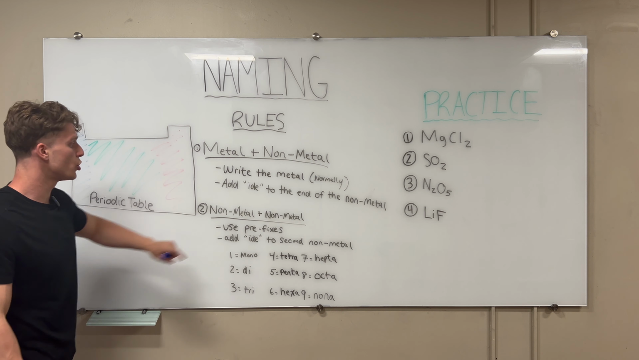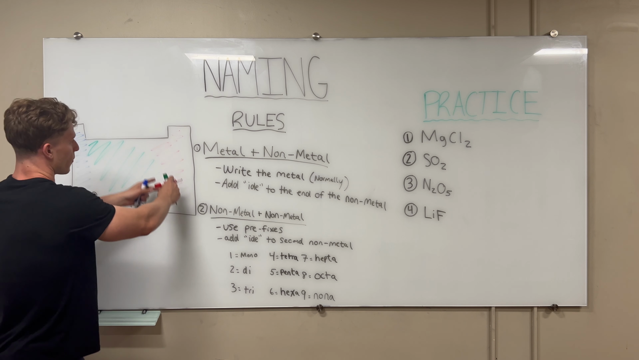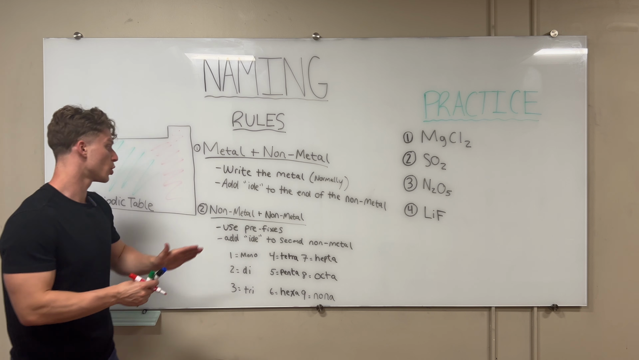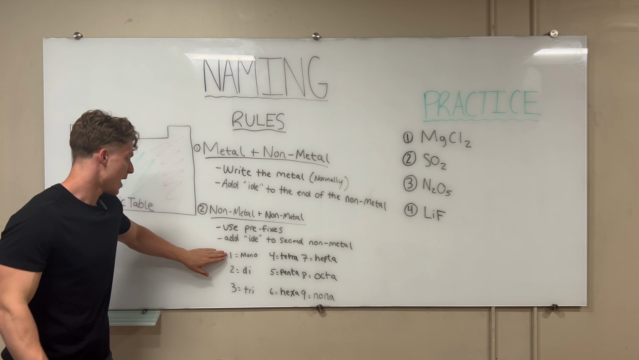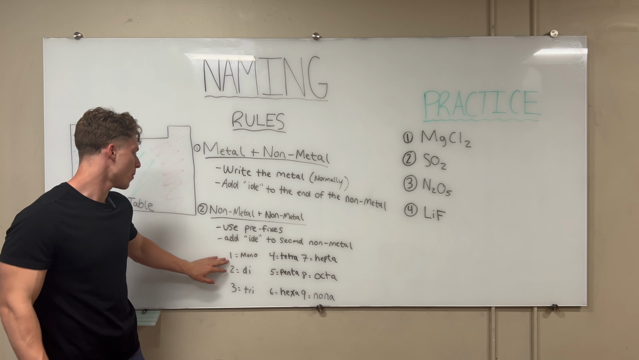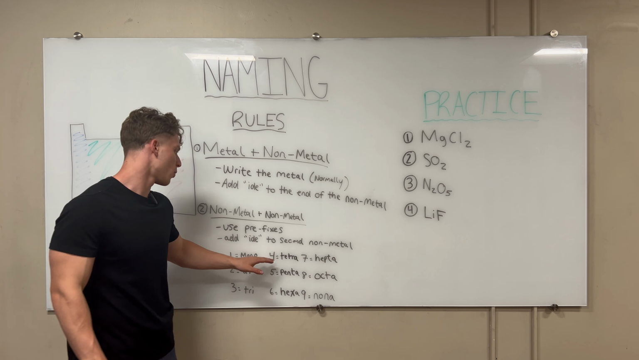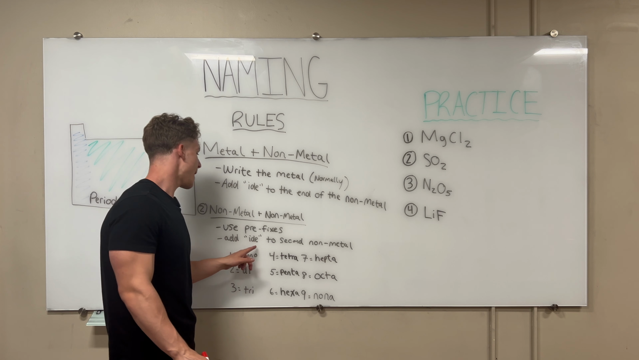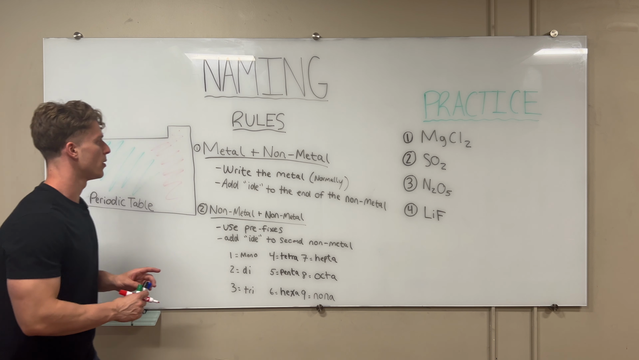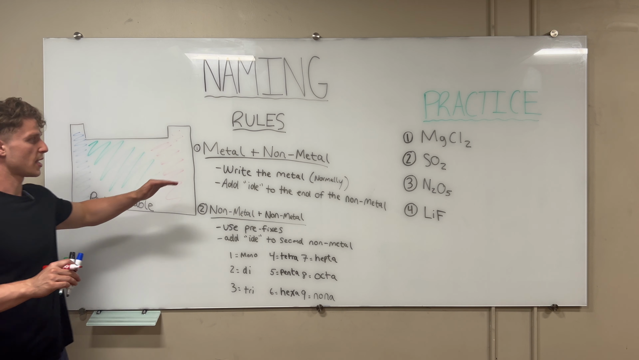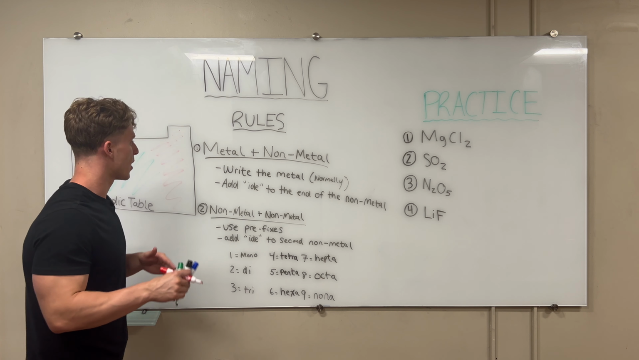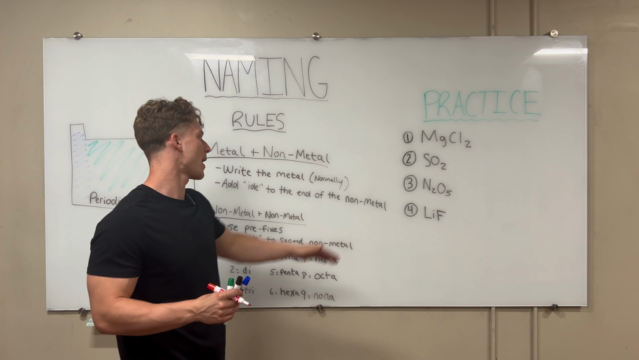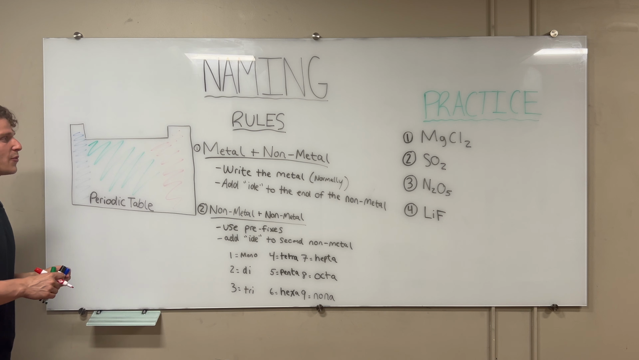What happens if we have two non-metals, something over here on the right side of the periodic table, coming together? In that case, we have to use the Greek prefixes. I listed them out right here: 1 mono, 2 di, 3 tri, 4 tetra, and so on and so forth. We're also going to add "ide" to the second non-metal. So basically, there are these two sets of rules. Once we pick the situation we're dealing with, we can follow these rules and get the right answer. Let's jump into our practice problems using these rules.